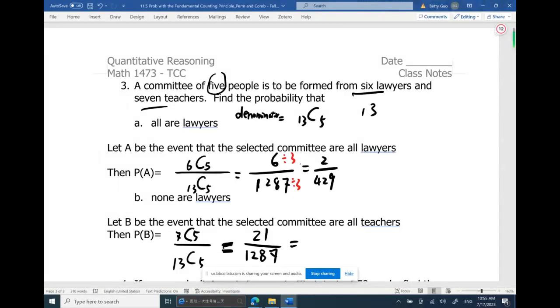Paying attention, you enter 21 divided by 1287, right? And then the calculator normally will give you a decimal. Depends on the requirement. If you need a decimal, then you keep the decimal. If the problem requires you to give the answer in a simplified fraction, this is what you can do. You go to Math, FRAC, do you see that? FRAC, fraction, and enter. It will give you the simplified fraction.